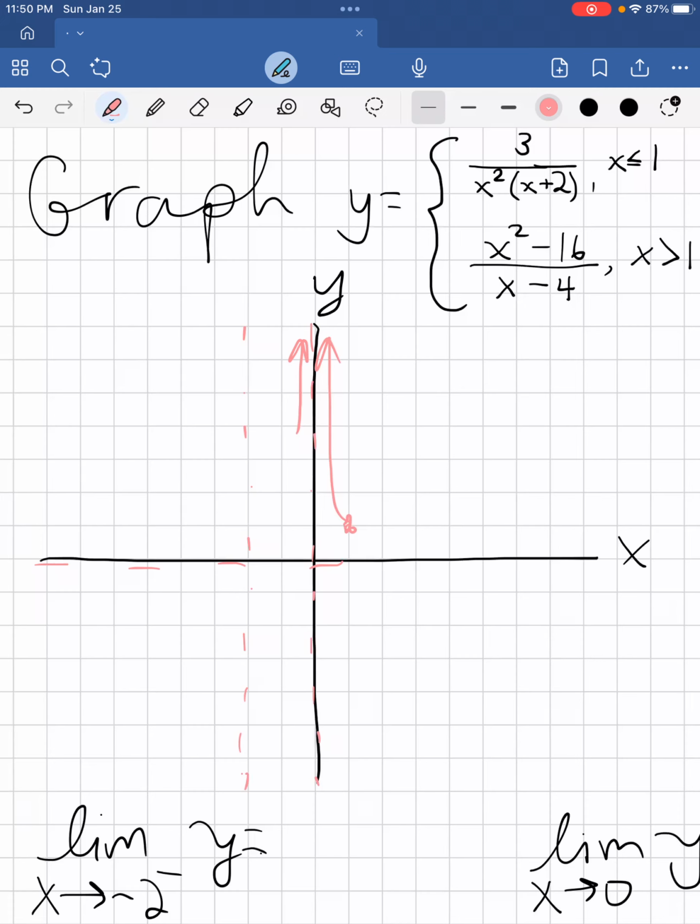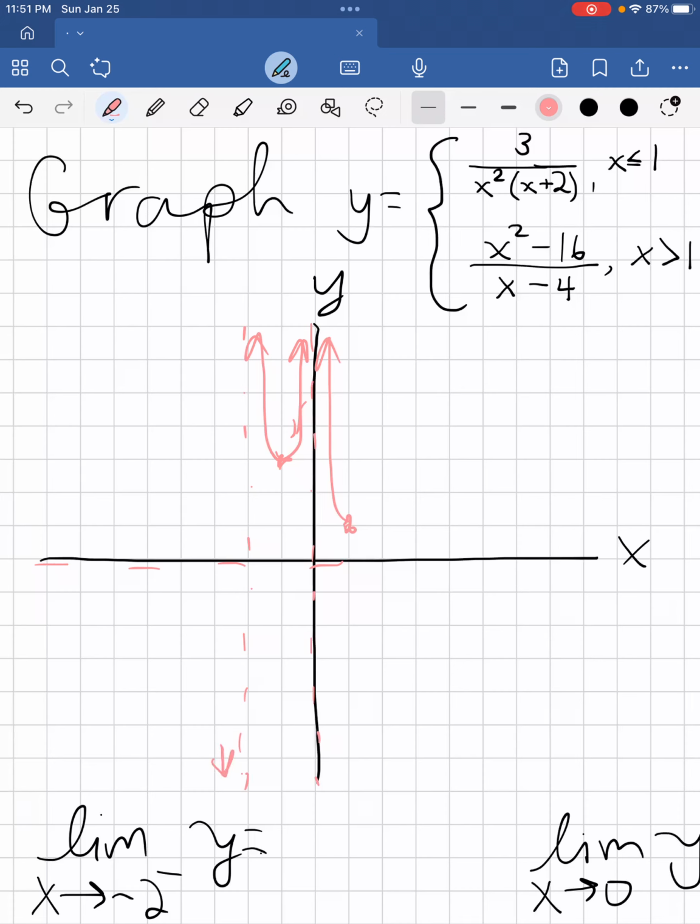When x is exactly equal to negative 1, just for fun, let's see what we get. We get 3 over 1 times 1, so we get negative 1, 3. And we'll end up getting that kind of behavior on the right side of the asymptote. Since x plus 2 has an odd exponent, the exponent's 1, we know that on the other side of this asymptote, y will be approaching negative infinity.